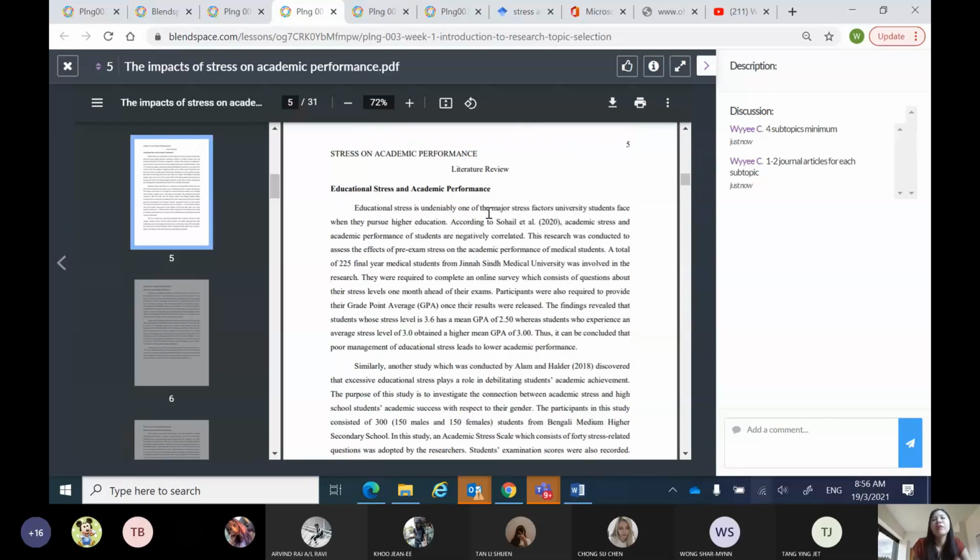So the first paragraph, you allocate 1 paragraph for each journal article. So now you summarize first. This is 1 journal article by Sohail et al. Et al means there are more than 1 author, 2020. The research was conducted to assess the effects of pre-exam stress. This is the purpose. The methodology is a total of 2 to 5 students was involved in the research. They were asked to do an online survey questionnaire. And then can you see there's the findings? So now you have summarized the journal article. You took out the purpose, the methodology, and the findings.